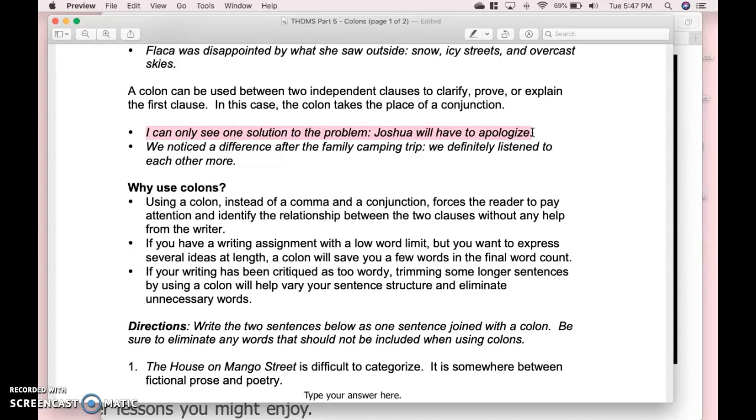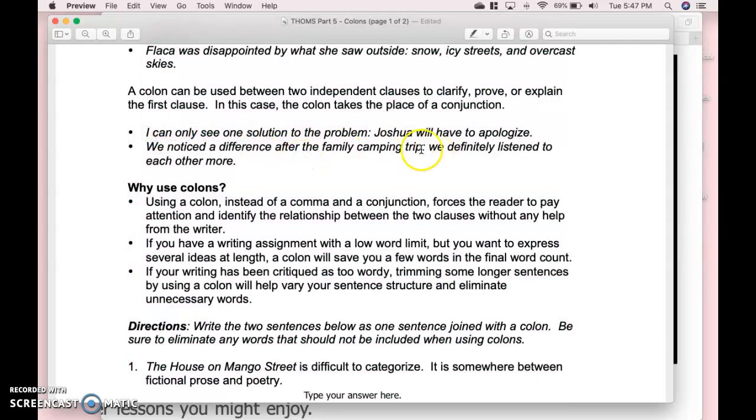Right there, they're kind of proving a situation. They're explaining to us what that solution is going to be. He's going to have to apologize. So in this situation, we're forced to look at this colon for more information. We're going to figure out what the relationship is between this sentence and the sentence before it.